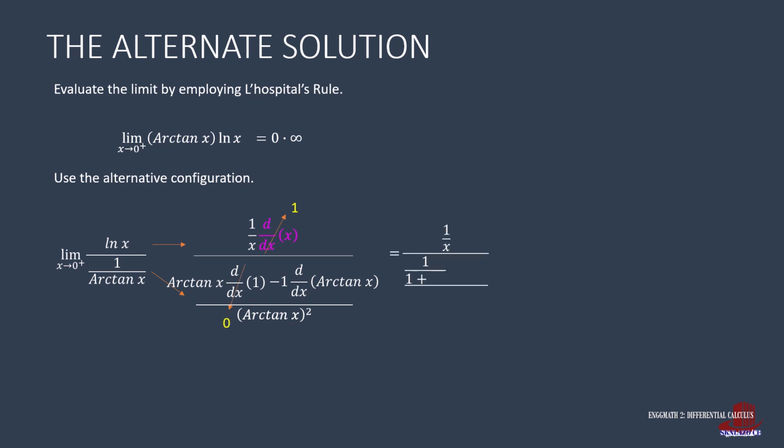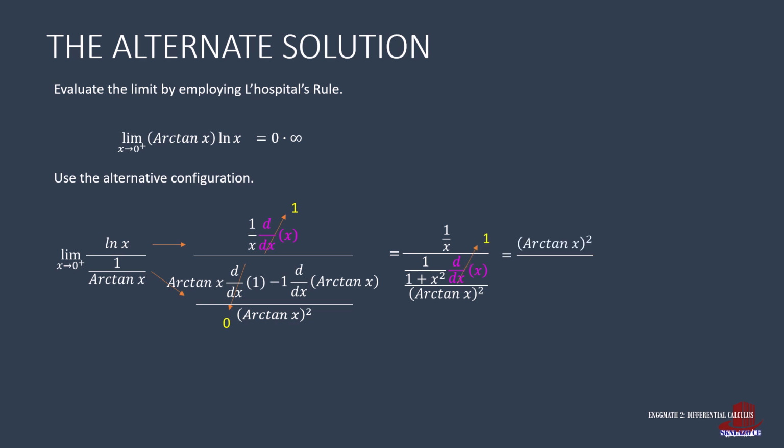Clean up the limit with dx upon dx as 1 and the derivative of 1 as 0. So the limit becomes 1 over x all over 1 over 1 plus x squared. This is the derivative of arctangent x. Then attach dx over dx from chain rule. Its denominator is the square of arctangent of x. Again, dx over dx is 1.